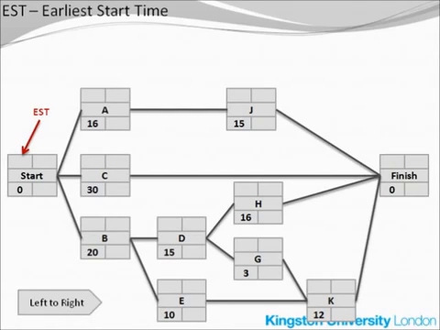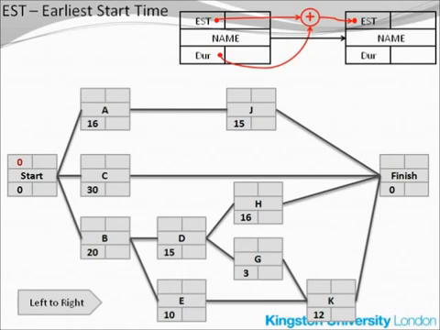With the start node, it's easy. The EST, the earliest start time, is always 0. For every other activity, the recipe is shown in the top of the screen. Take the EST, earliest start time, of any activity. Add the duration of this activity, and you'll get the earliest start time of the next activity. Look at the start node. Take the earliest start time, 0, plus the duration, 0, is the earliest start time of activities A, B, and C, 0.